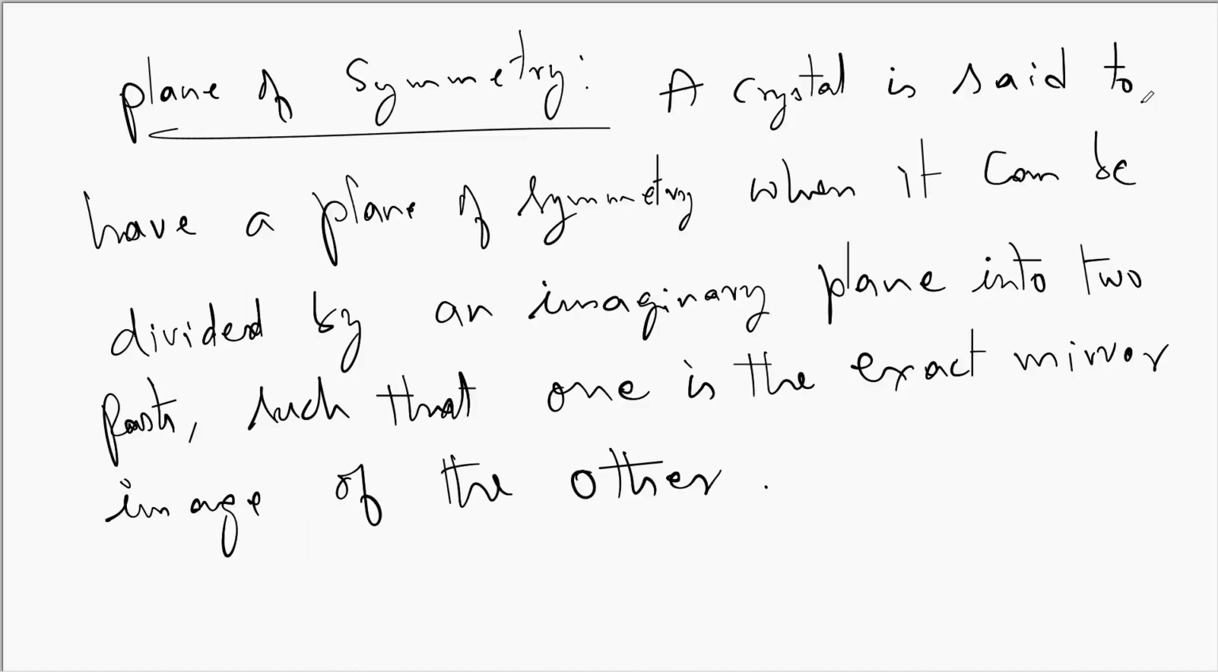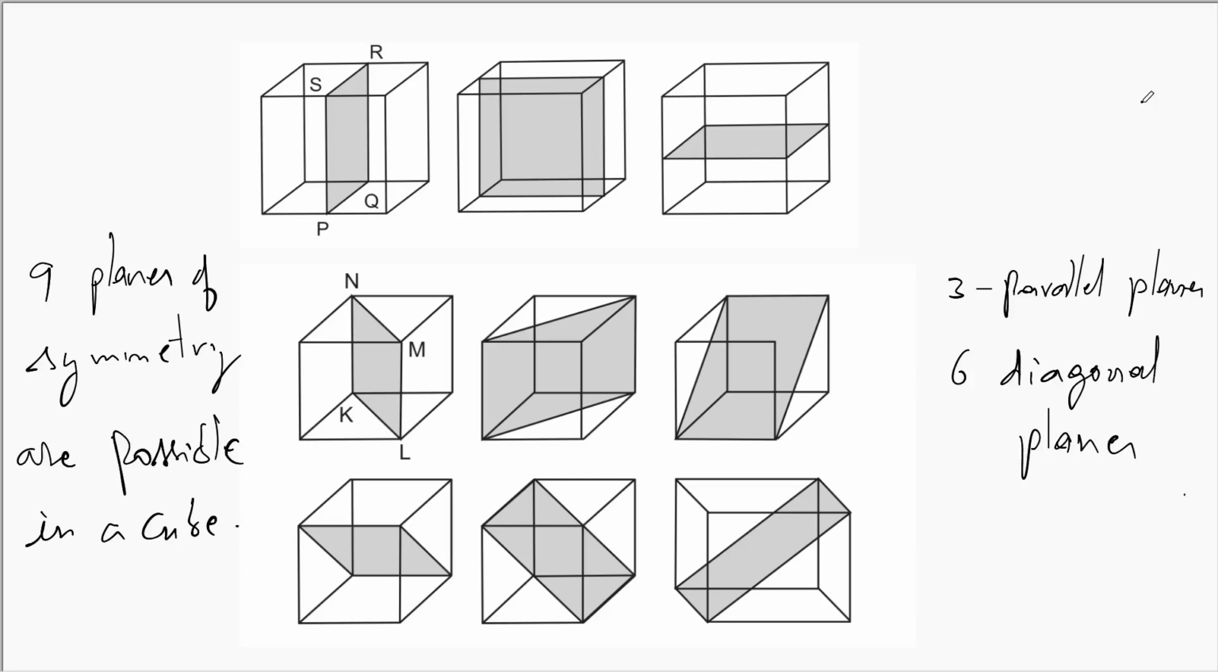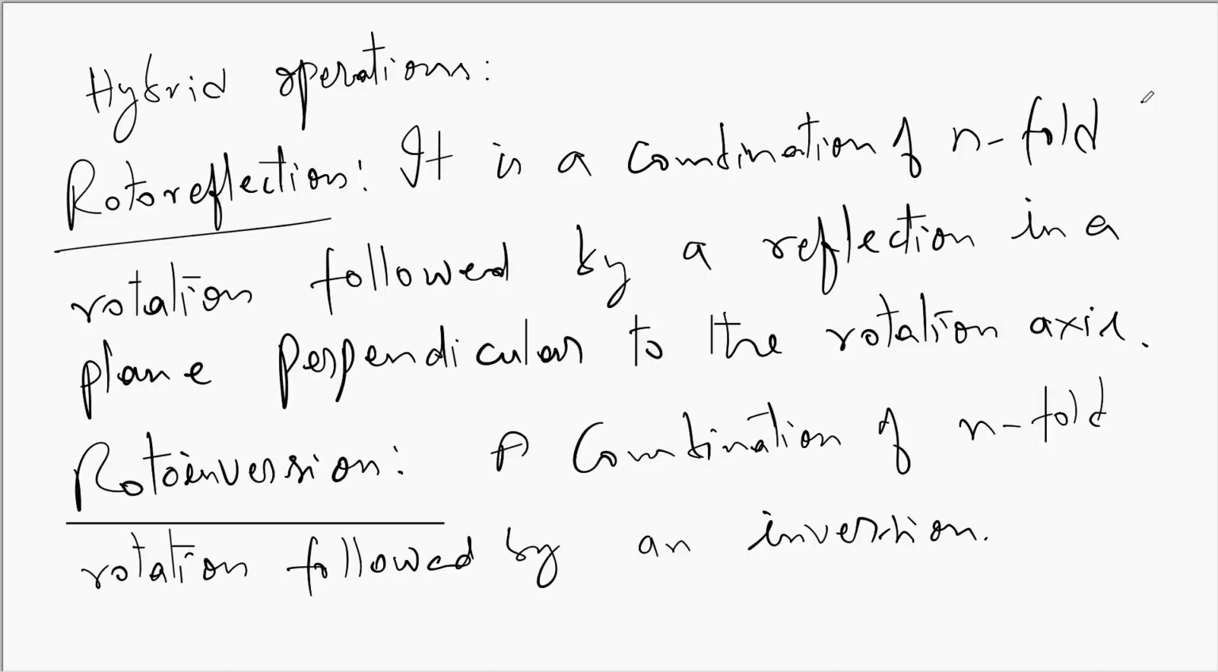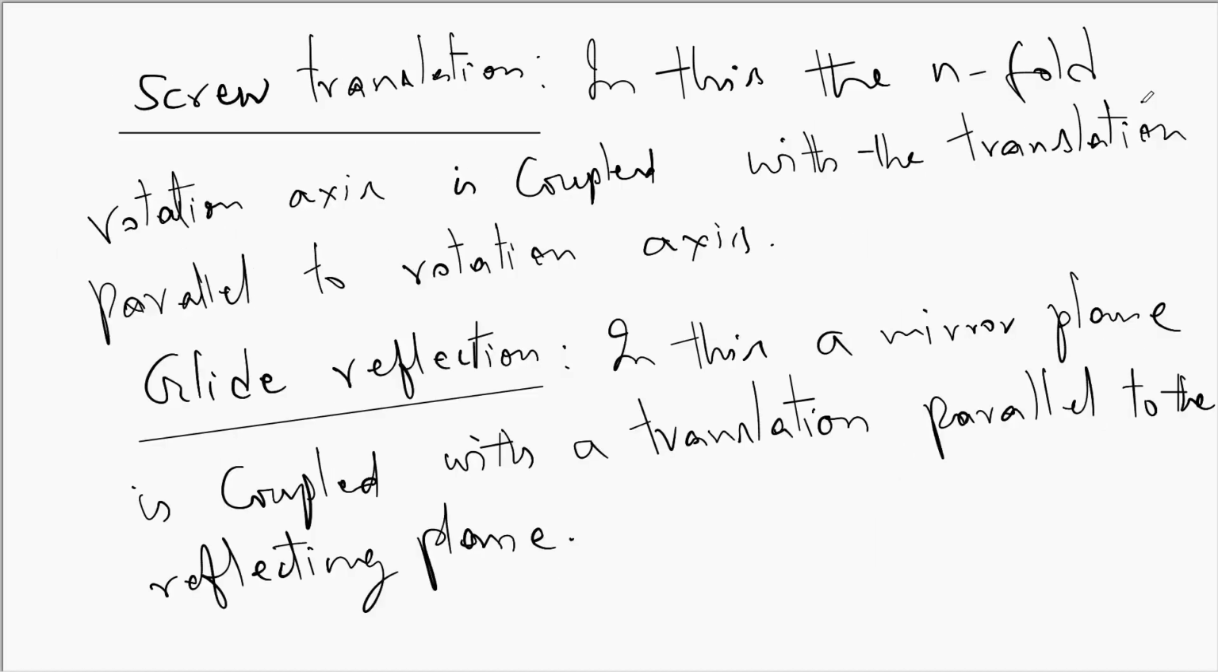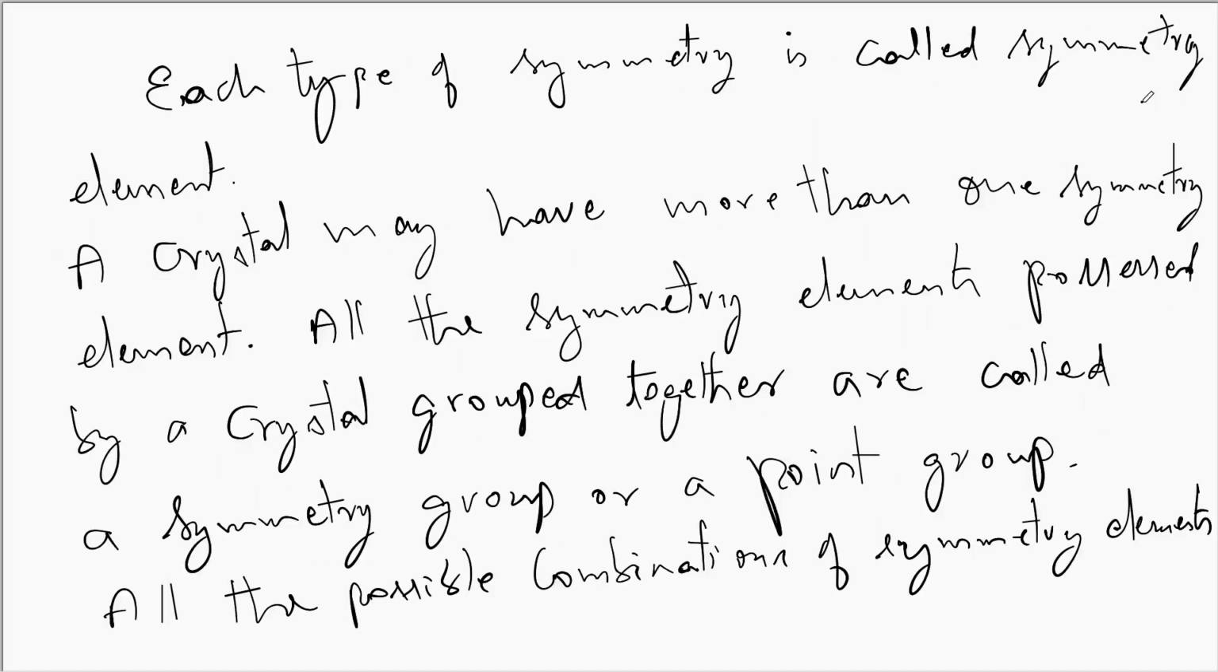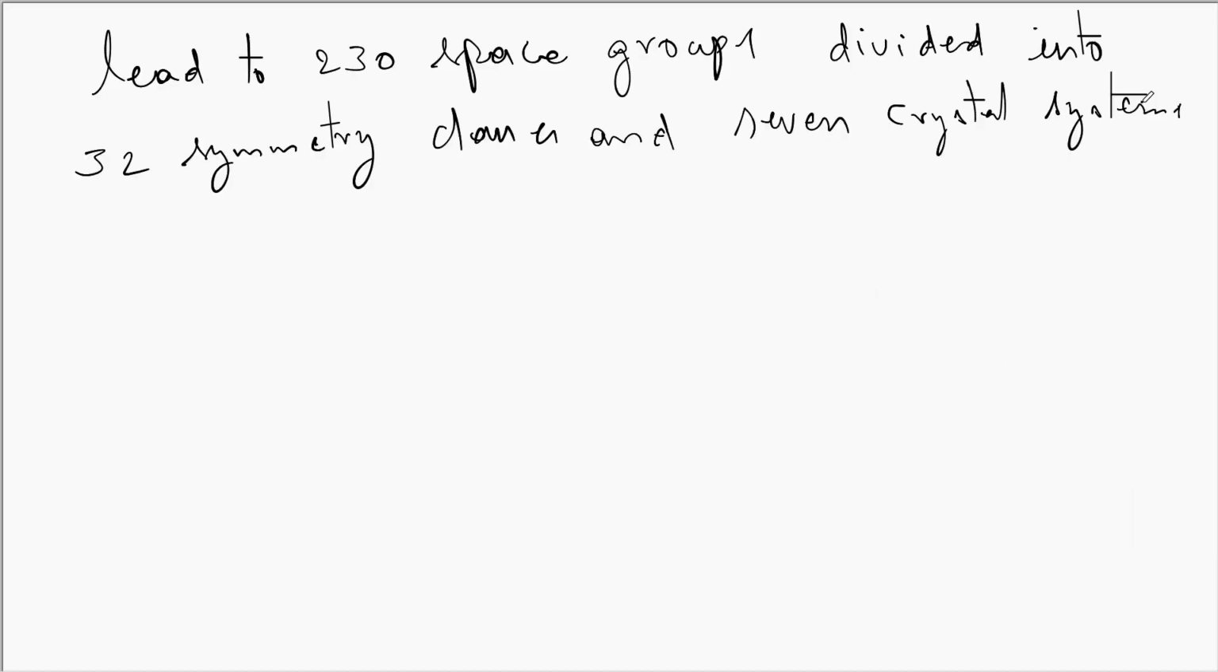We have seen plane symmetry. We have said 9 such planes of symmetry are possible in a cube. We have seen the hybrid operations such as roto-reflection, roto-inversion, screw translation, glide reflection. We have seen what is a point group or a symmetry group. A combination of symmetry elements can lead to 230 space groups that can be divided into 32 symmetry classes and 7 crystal systems. Thank you.